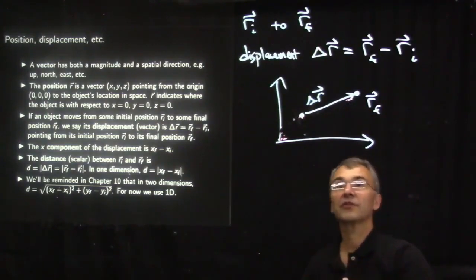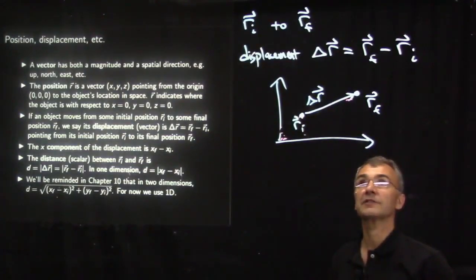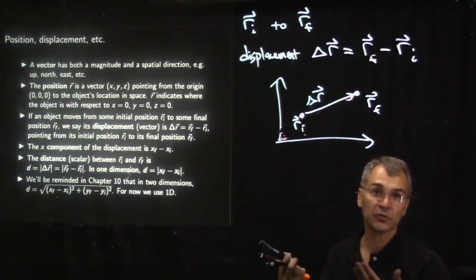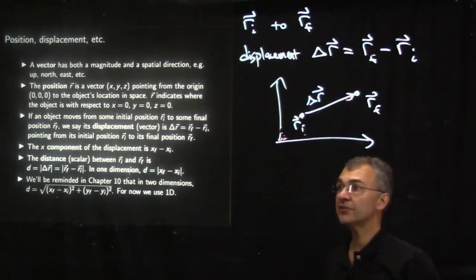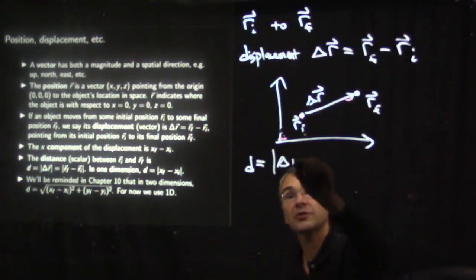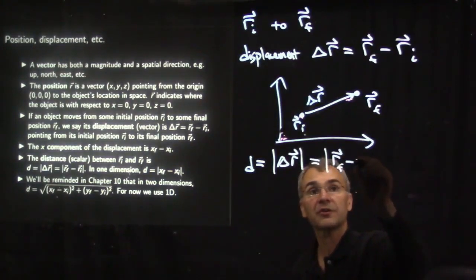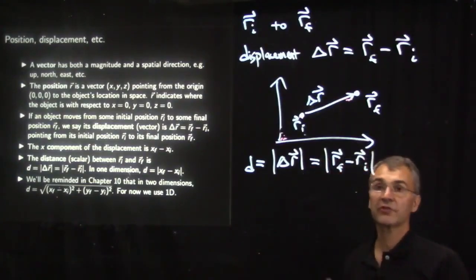That may have been unnecessarily confusing. In any case, this vector delta r points from r initial to r final. So displacement is a vector, points from where you started to where you finish. The distance between r initial and r final is d, which is just the magnitude of the displacement vector, which can also be written as the magnitude of this difference, r final minus r initial. And of course, we have to know how to subtract vectors.